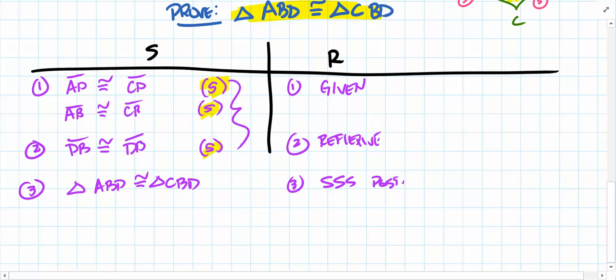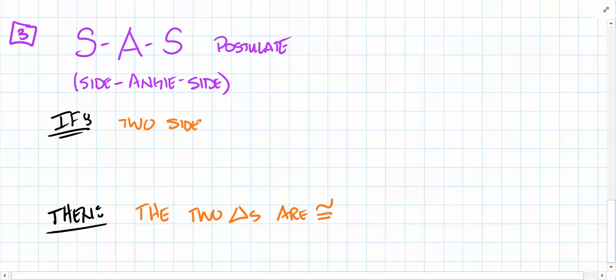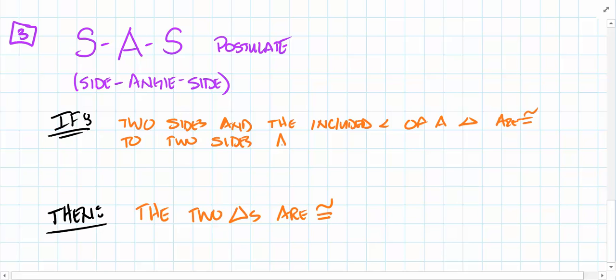Alright, you guys ready? So the next one in our arsenal of proving that two triangles are congruent is the side angle side postulate, and it says this: if two sides and the included angle, this is the important part, the included angle of a triangle are congruent to two sides and the included angle of another triangle, then the two triangles are congruent. So, two triangles are congruent. Another way to do it is by side angle side.